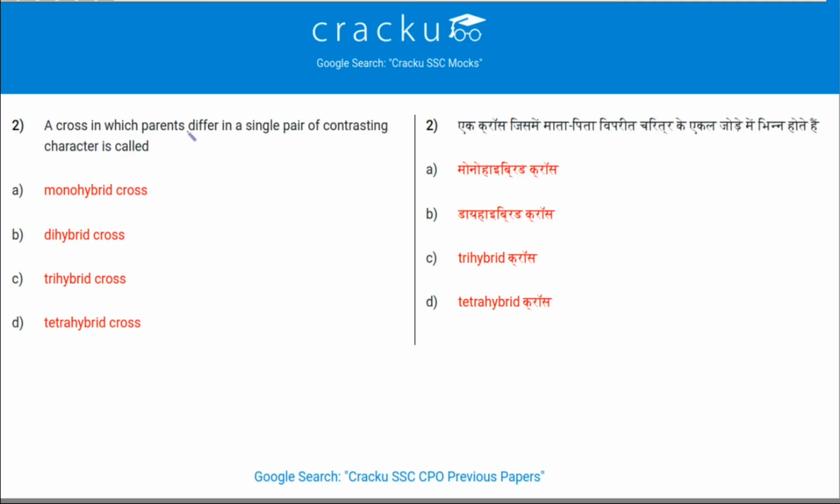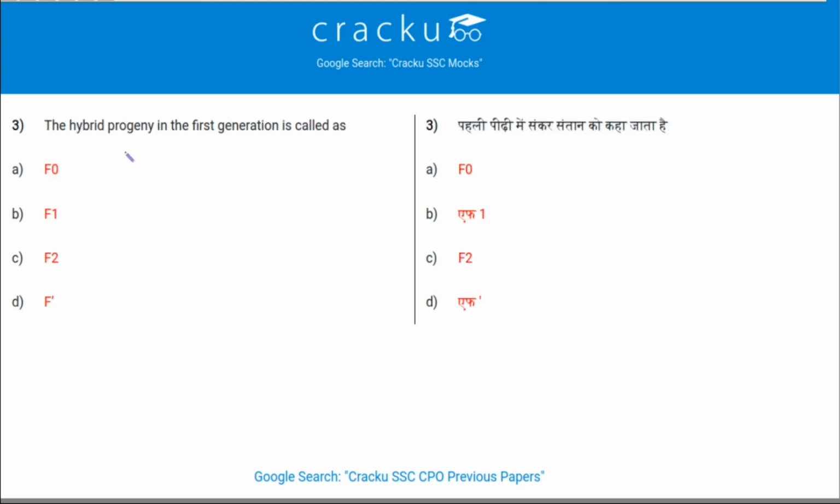A cross in which parents differ in a single pair of contrasting characters is called a monohybrid cross. The hybrid progeny in the first generation is called the F1 hybrid, or the filial 1 hybrid. That is option B.